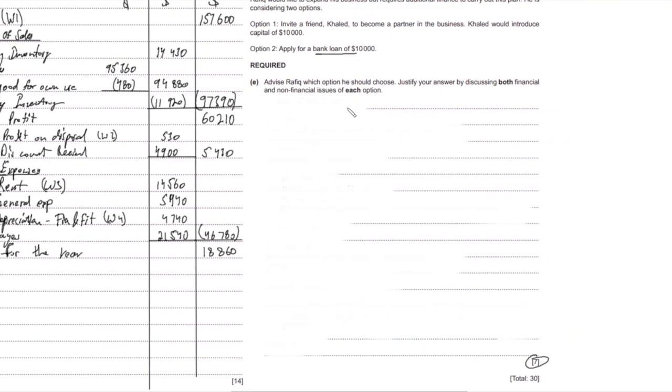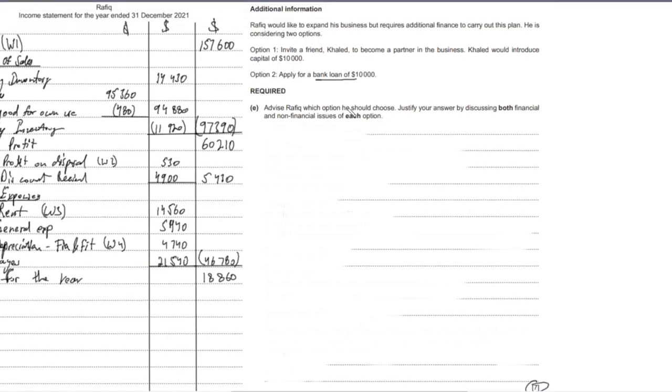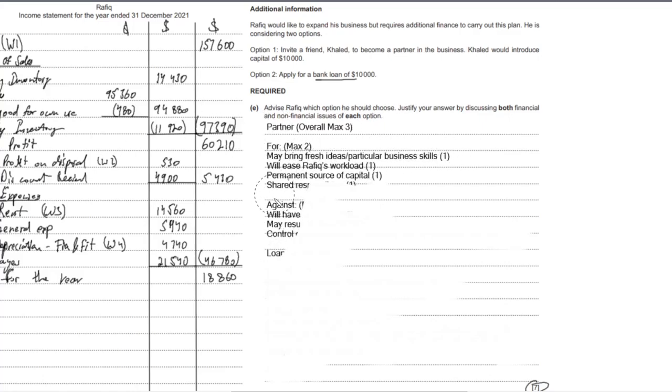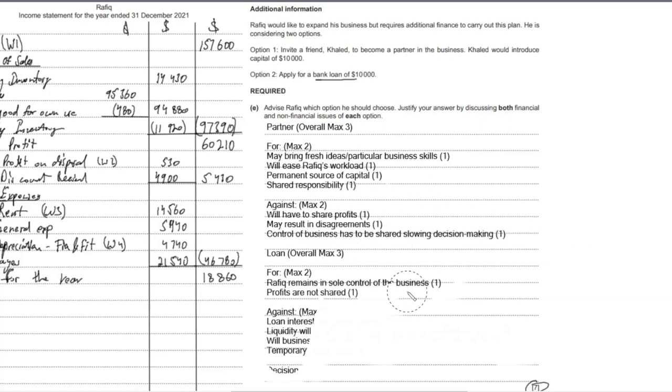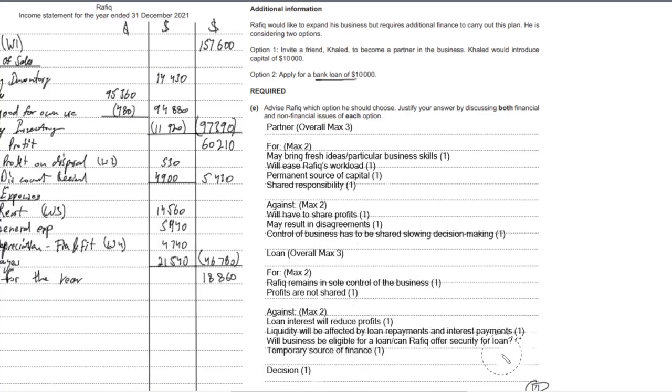I will reveal the answer so you can stop the video. Think of the answer, because I'm going to reveal. There's no point discussing this a lot because the answer is very logical. Okay, so let me just erase the hidden part. What does it say here? You get maximum 2 marks for the partner and maximum 2 marks against the partner.